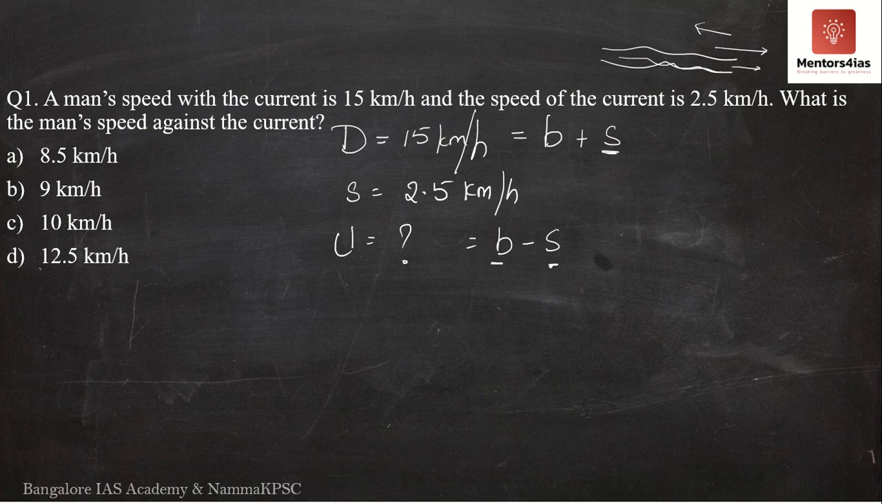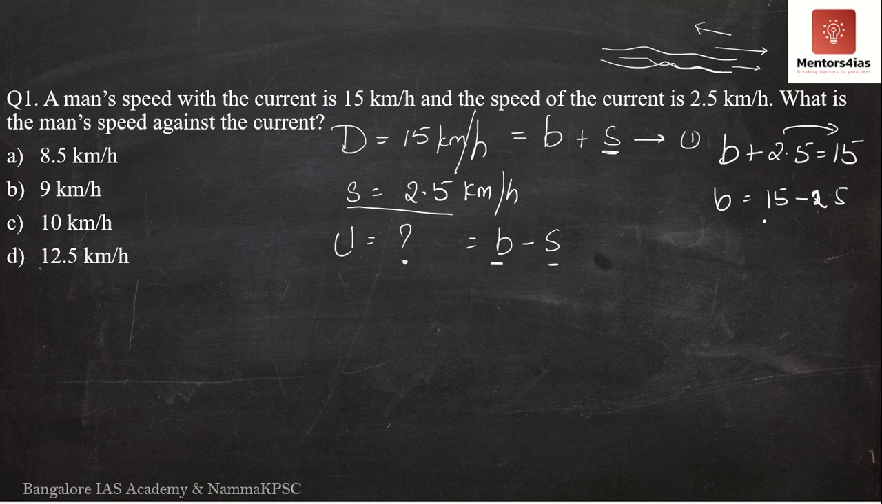Do I have the value of S? Of course, it is given in the question itself. The speed of the stream is 2.5 kilometers per hour. What I need is the speed of the boat. How do I determine the speed of the boat? From the first equation, where downstream speed, which is 15 kilometers per hour, is equal to B plus S. So B plus S, where S is 2.5, is equal to 15. Yes, because D is equal to B plus S. I'm going to take 2.5 to the other side. I get B is equal to 15 minus 2.5, which is nothing but 12.5 kilometers per hour.